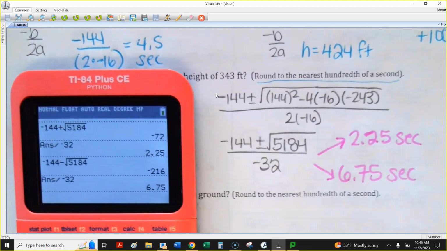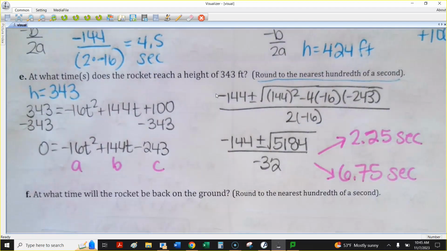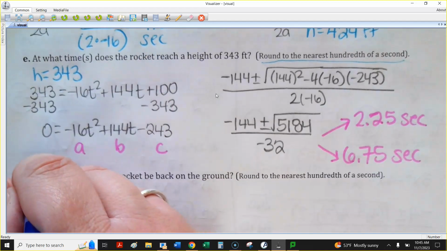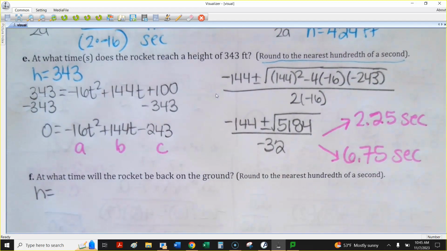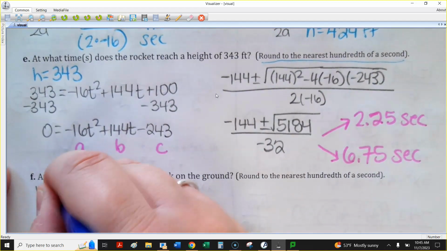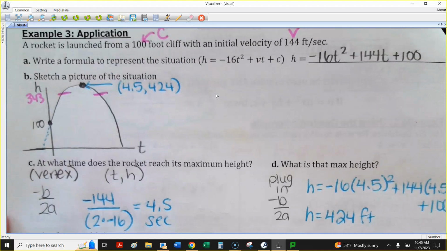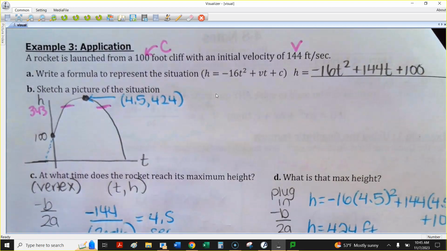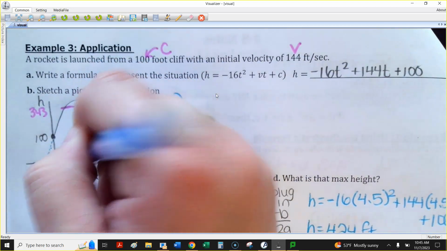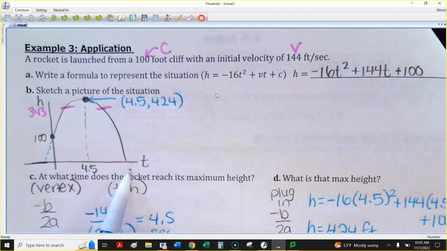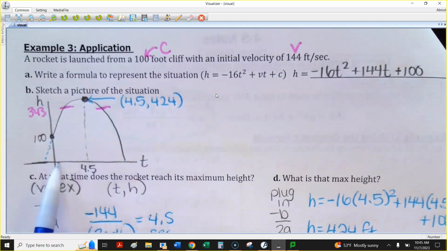Okay. Now, I feel like all the time these questions will say something like, when will it come back down to the ground? What is your height if you're on the ground? 0. Okay. Let me just, for reference, have you look at the picture one more time. Now, I know we said, okay, right in the middle, this was 4.5. You can't just multiply that by 2 like we did on some of the other questions that we've looked at and say, oh, it's going to be 9 seconds, because it's not quite going to be.